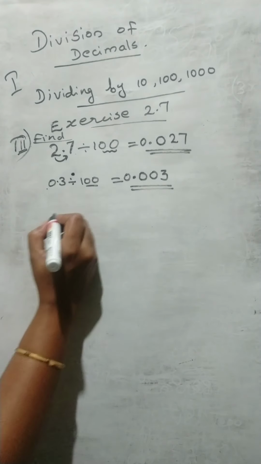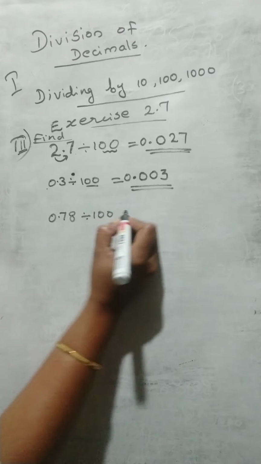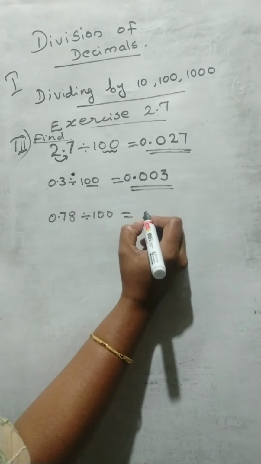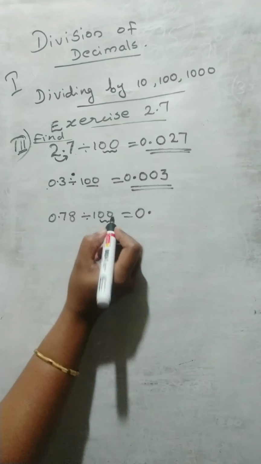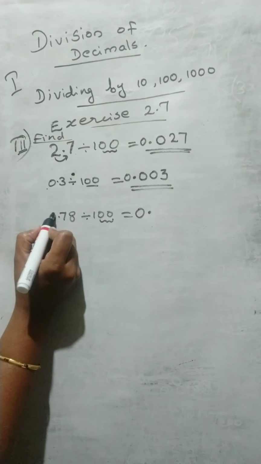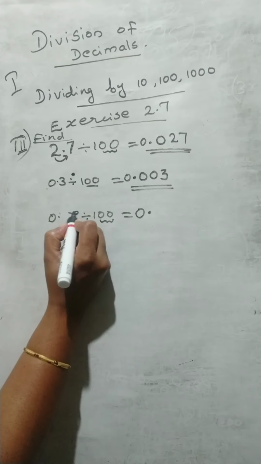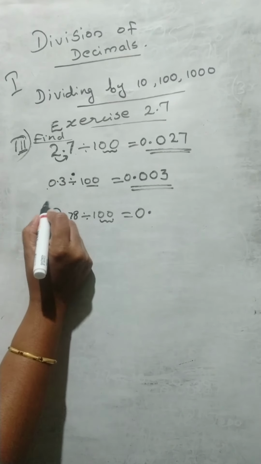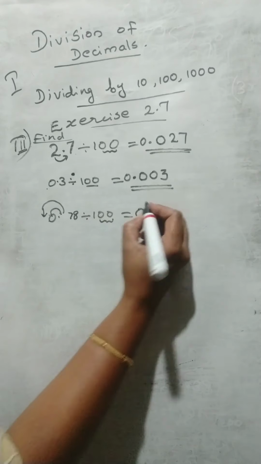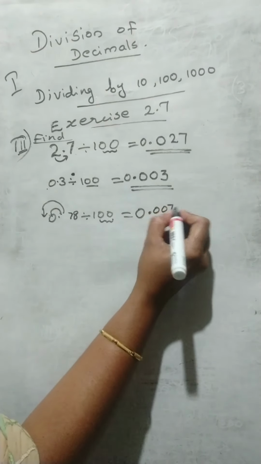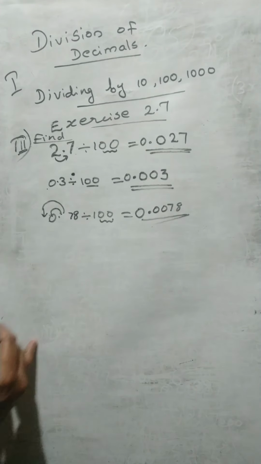Then the next question is 0.78 divided by 100. Here also there are no zeros. So 0. How many zeros are here? 2 zeros. So we have to take 2 digits from here. That is 1. Again one more needed to take, but here both digits are 0 itself. So 0.0078. Clear?